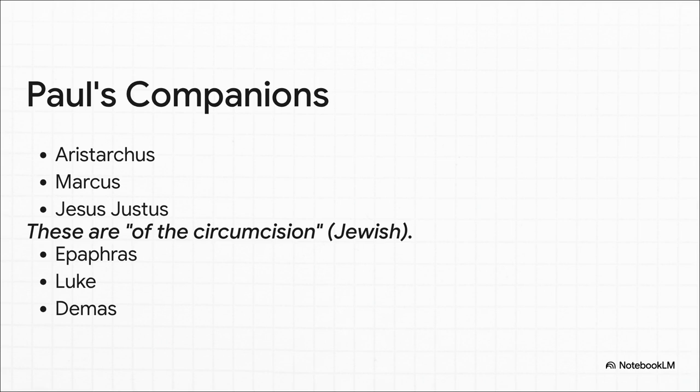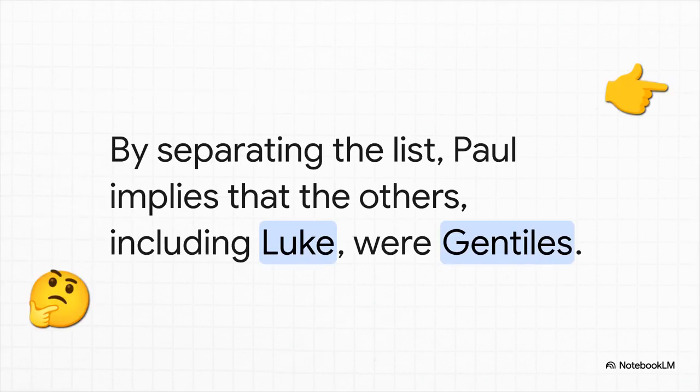He says these guys are of the circumcision. Basically, they're Jewish. Okay, so he makes that little side note. Then he continues the list with a few more names: Epaphras, Demas, and there he is, Luke. See what he did there? By splitting the list into 2 parts, the Jewish guys and then everyone else, Paul is strongly implying that this second group, including Luke, were Gentiles, non-Jews.